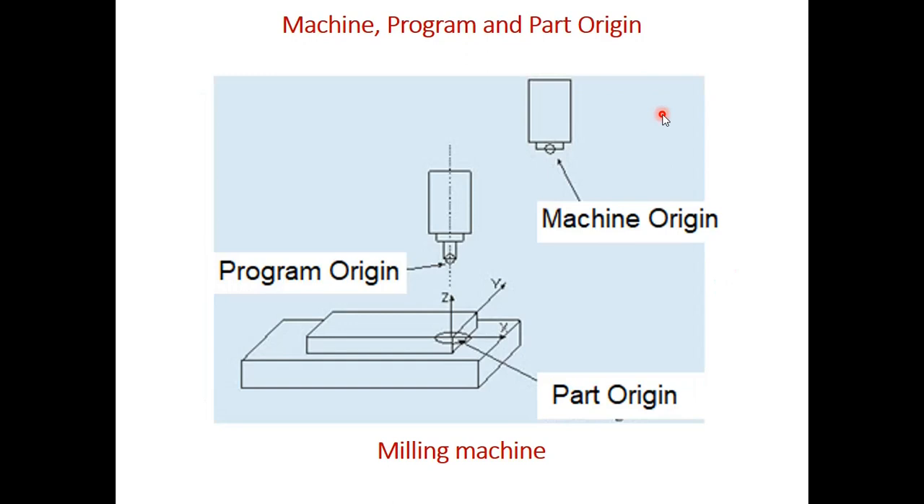Similarly, you can see on the next slide the machine origin for a milling machine, which is very far away. Then you can see on this part we have defined the part origin, and then the program origin. Once the milling is complete, the milling cutter will come to this position and stand.